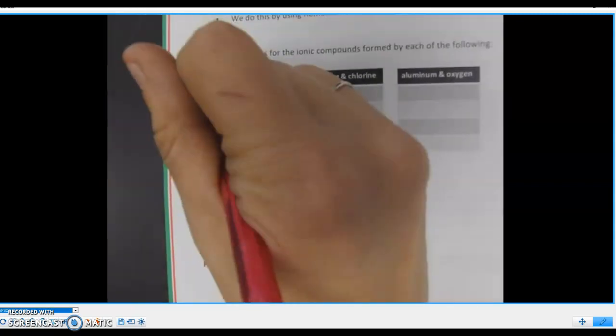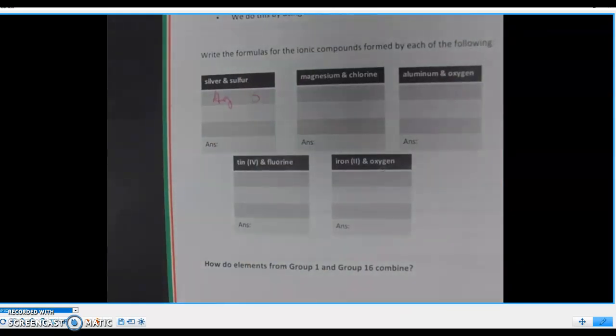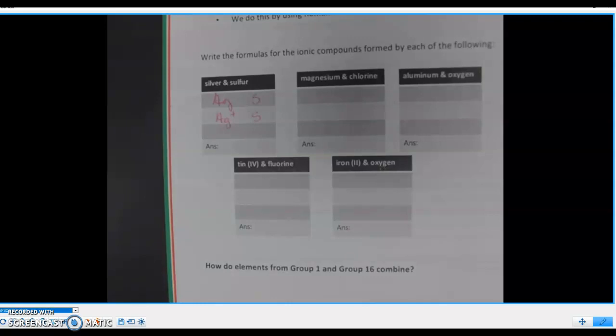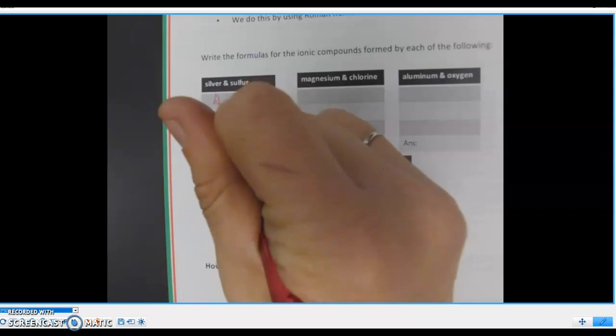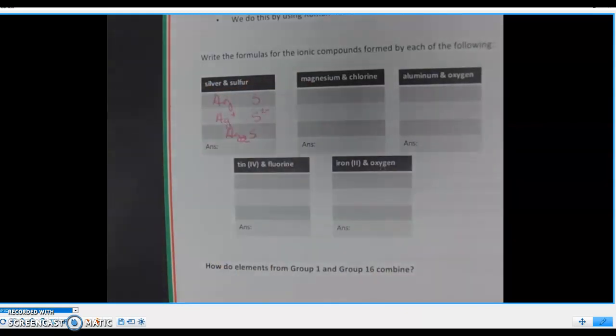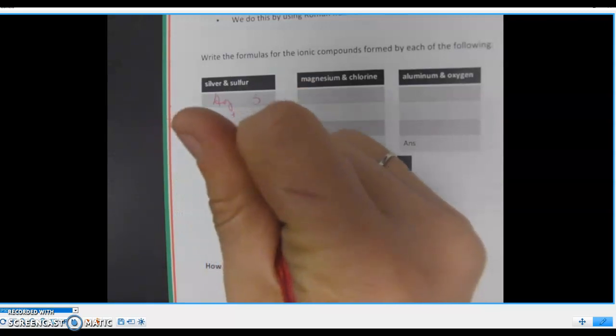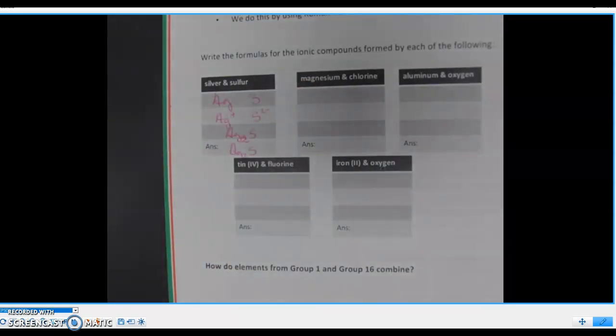So silver and sulfur. Silver, like we just said, is one of the 3 that we need to know the charge, and silver has a +1 charge. Sulfur is in group 16, so it's a group 16 nonmetal, so we'd have a 2-. And so it would be silver 2, and then 1 sulfur. That's the lowest ratio between them. Silver sulfide.